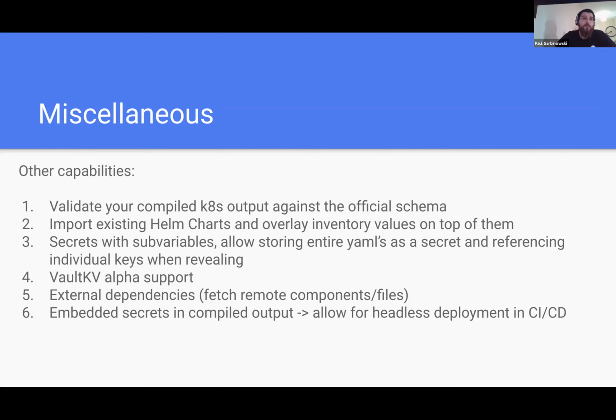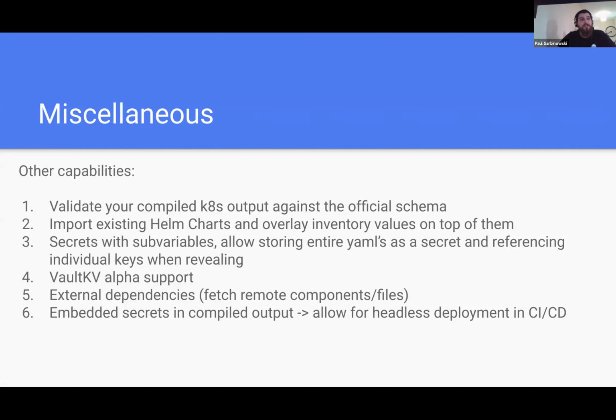We have alpha support for Vault key value. We want to extend that to the full spectrum of Vault. That would help a lot in secret integrations. We have a feature for external dependencies. Essentially, if you have multiple repositories with your components or your templates, or you have public repositories like the one we have as a reference, you can fetch them remotely with HTTPS or Git and use them in your repository the same way that you would use Git modules, for example.